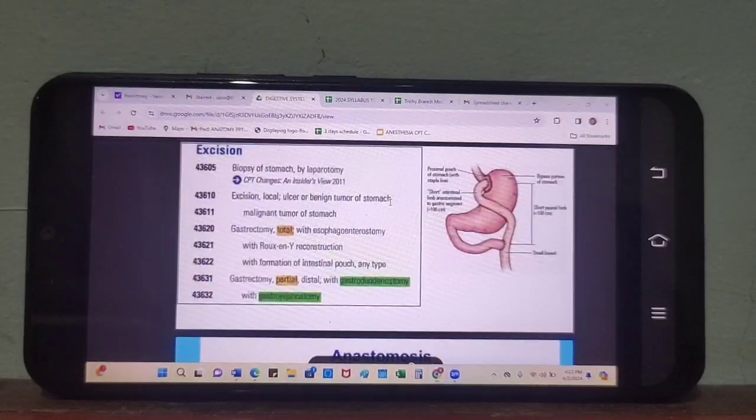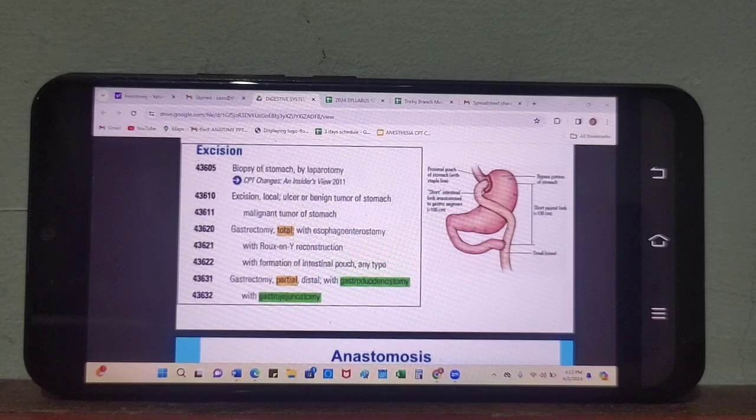Now, gastrotomy: the surgeon makes a cut on the stomach to obtain a sample. Laparo means abdomen. The surgeon makes a cut on the abdomen to obtain the sample from the stomach. Go for 43605.